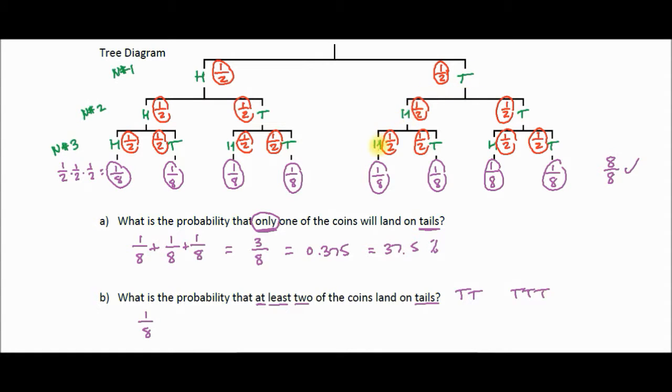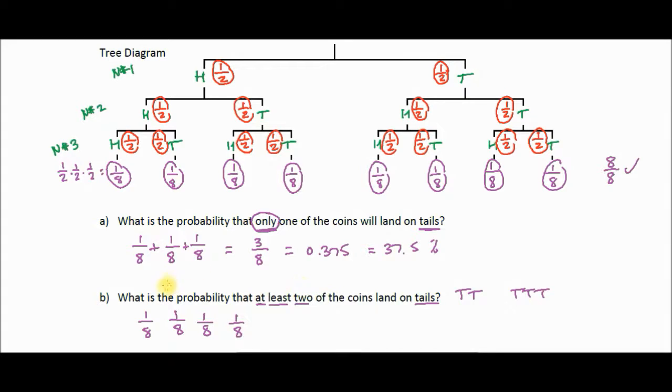Tails, heads, heads, no good. Tails, heads, tails. That one's good. We got two tails there. Tails, tails, heads. That's good. Got two tails there. And tails, tails, tails. Now that one, class, that still makes us happy because at least two of the coins landed on tails. All three being on tails is still something that makes me happy.